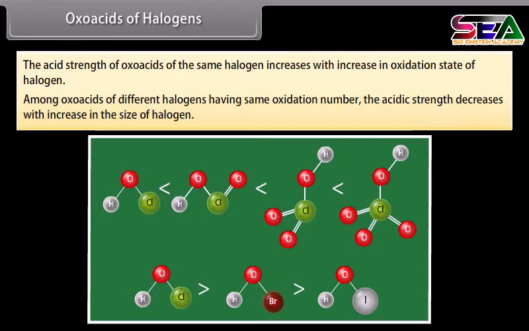Greater the size of halogen atom, lesser will be its electronegativity, and hence lesser will be the acid strength of the acid.